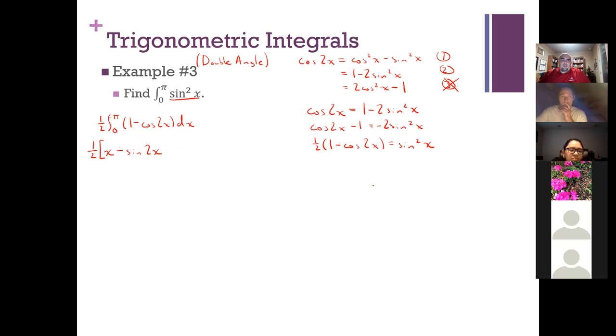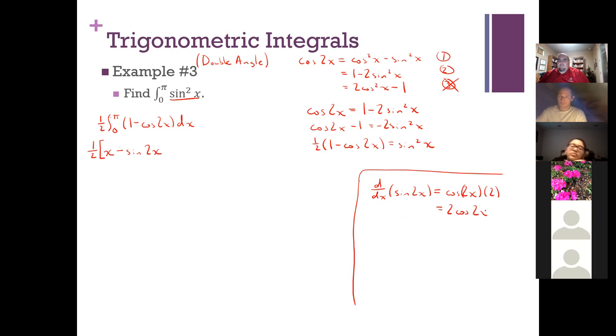Oh, okay. But one thing I wanted to do over here was let's go the opposite direction. If I were to take the derivative of sine of 2x, what would that be? Cosine 2x. Cosine 2x. Yeah, but because of chain rule, I have to multiply this by 2. So this ends up being 2 cosine 2x. So because of that, when we're doing this antiderivative, what's missing from this sine of 2x here?